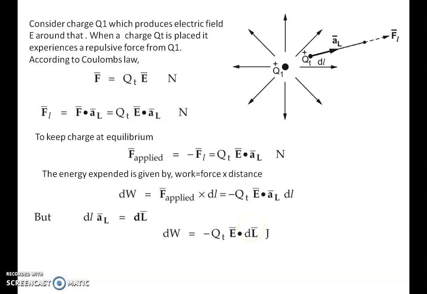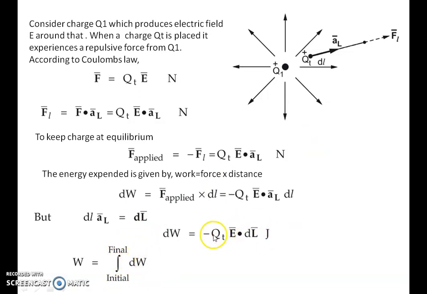How can we find the total work done? The elemental work done is the small amount of work done. So to find the total work done, I have to integrate this expression over the path traveled. If the charge travels from here to here, then I have to integrate from the starting position to the final position, and I can find the total work done over the path. So I can write W, that is work done, which is equal to the integration from initial position to final position of dW.